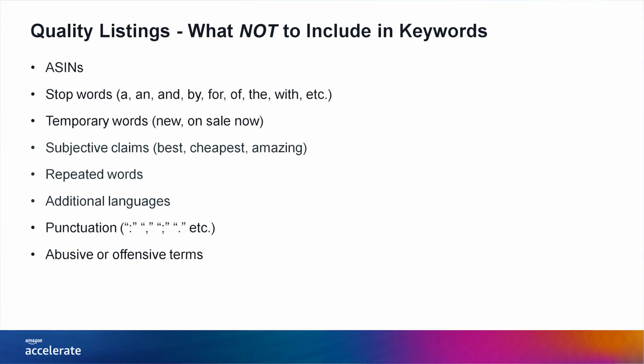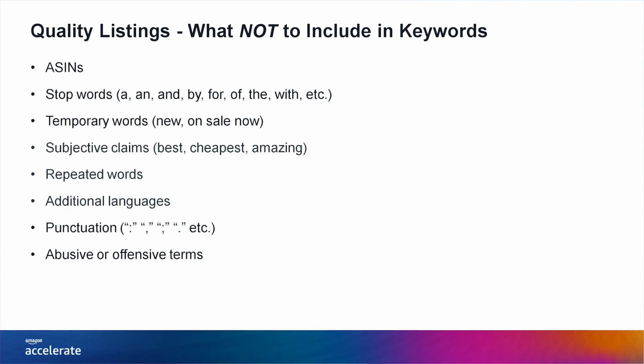Don't include ASINs. And there's no need for stop words such as a, and, etc. They don't add value, so there's no need for them. No temporary statements such as new or on sale now, or subjective claims such as best, cheapest, amazing. Don't repeat words within the keywords field or from other fields already included, like your title or brand name.